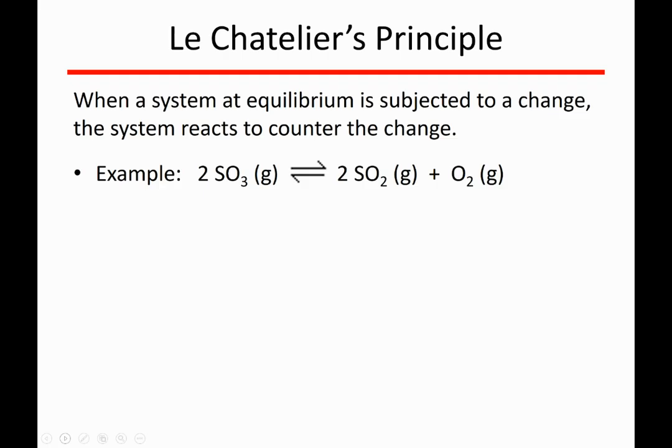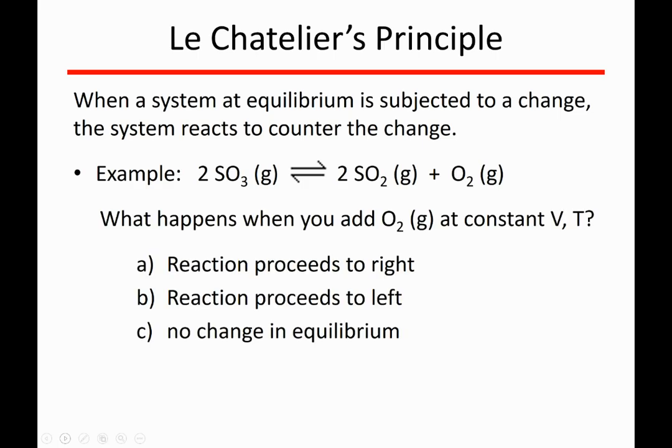Here we're going to consider the equilibrium between 2SO3 with SO2 gas and O2 gas. And we'll assume that this system is at equilibrium, and now we're going to disturb the equilibrium by adding some O2 gas at a constant volume and temperature. And I want you to think about whether that will cause the reaction to proceed to the right, proceed to the left, or whether there will be no change in the equilibrium.